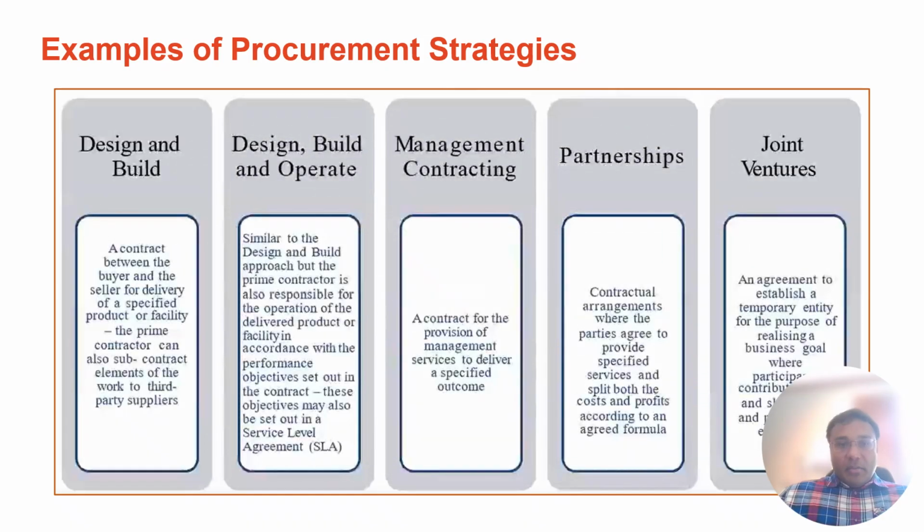Let's see some examples of procurement strategies here. There are five we have given: design and build, design, build, and operate, management contracting, partnership, and joint venture. Each is defined in a different way, depending on your organization's intent in completing a project. Are you going to design entirely by your own organization? Are you going to build everything yourself, or subcontract to another organization? How do you want to operate your project, and what is the management contract?